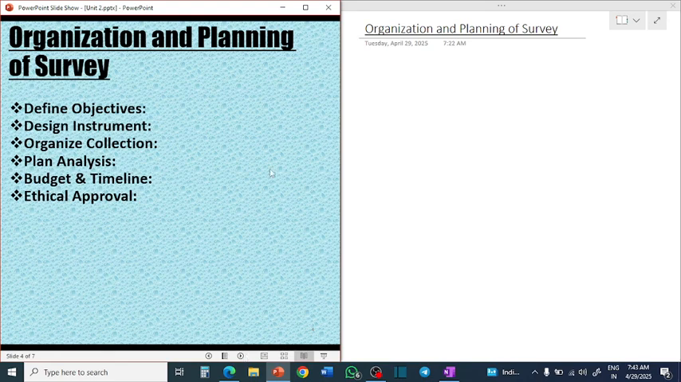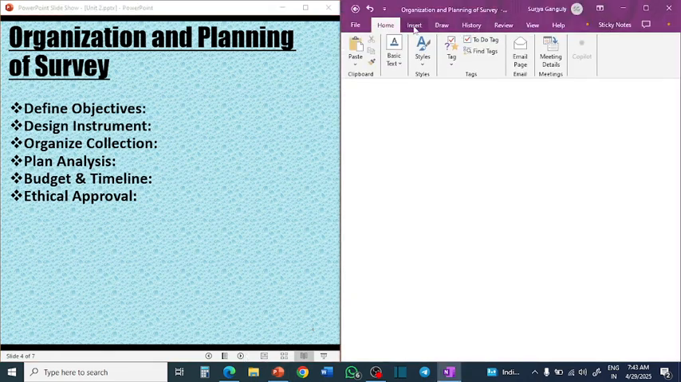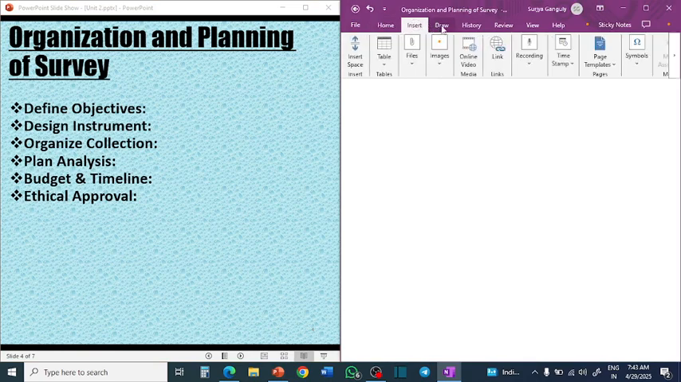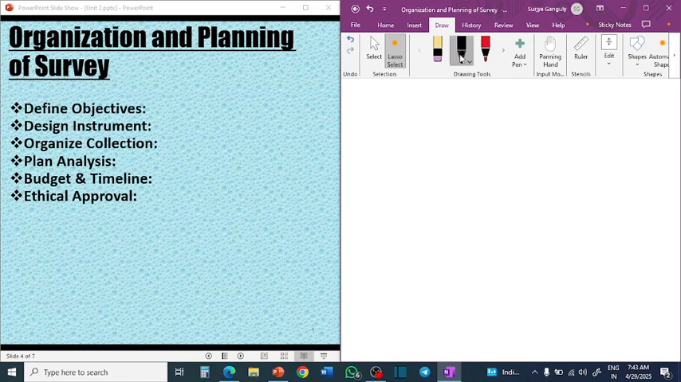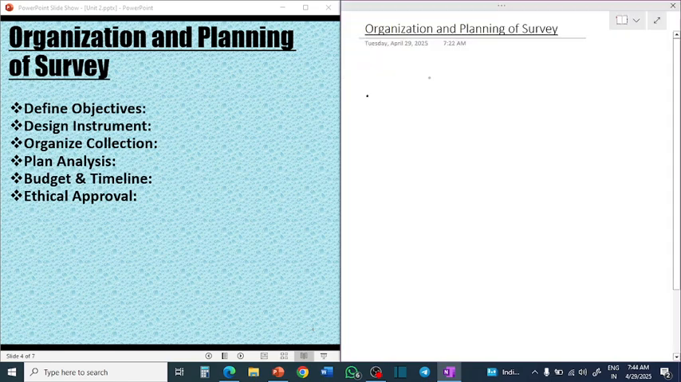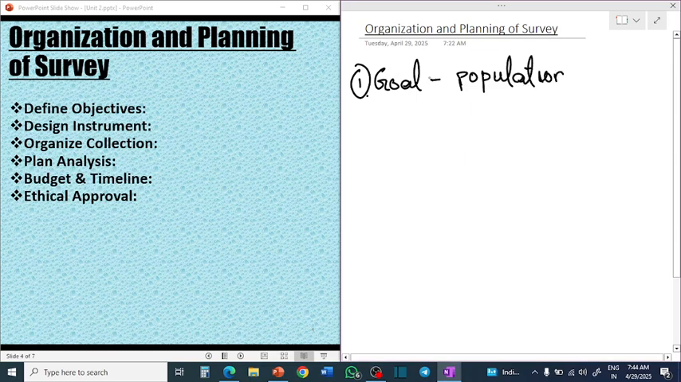So the first step of a survey is that we have to define the objective. As all of you can understand, we have to define the goal. What is the goal? Let's take an example. The first example is that we want to calculate the population. So, we have defined our objective.